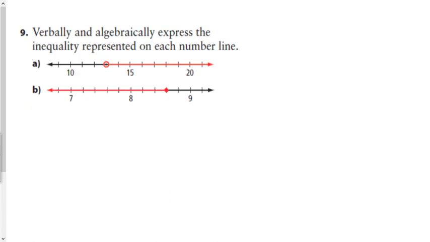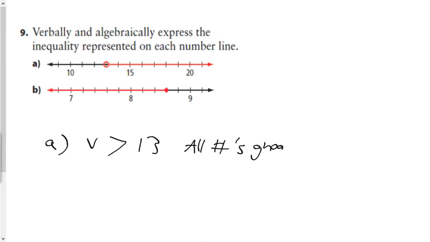Question 9 says verbally and algebraically represent the inequality. So for A, it is 13. So all values greater than 13, but not equal to. All values greater than, but not equal to 13. And I would say all numbers greater than 13. And there's other ways to do it, but that's what I'm going to write.